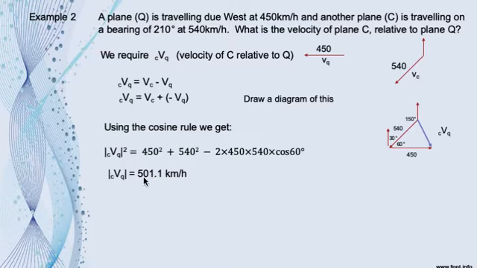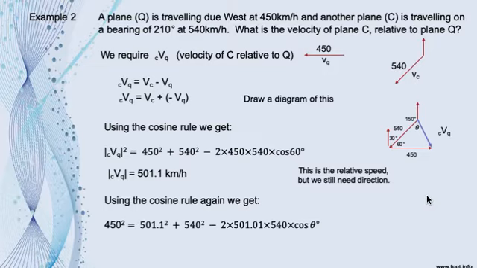So we've now found the velocity of C relative to Q. So if you're looking at C from Q, it appears that it's traveling at a speed of 501.1 kilometers per hour. Now remember from Despicable Me though, a vector has to have direction and magnitude. We have our magnitude, we need our direction. So we're going to find theta here, and once we've found that, we can obviously work out from our 210, or however you want to work it out, we can work out our bearing.